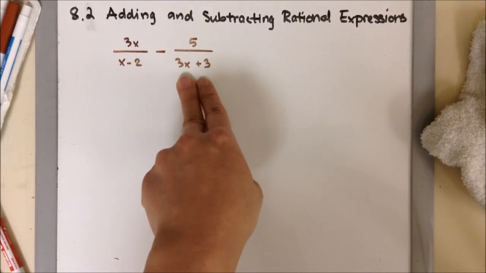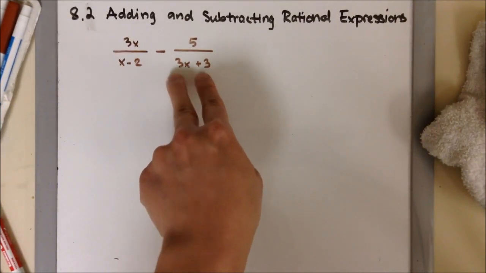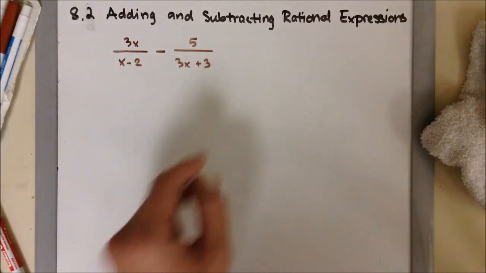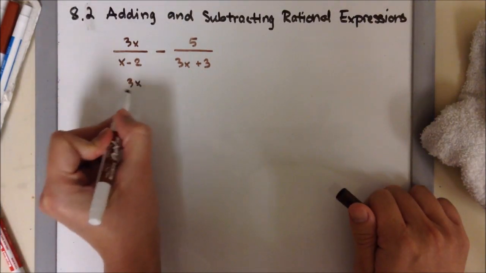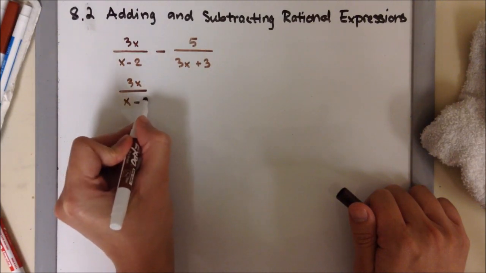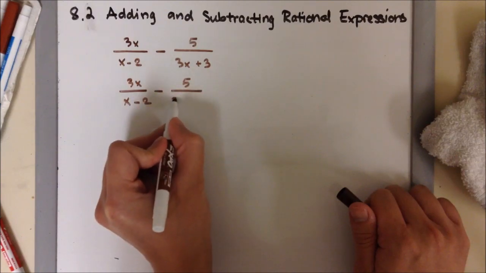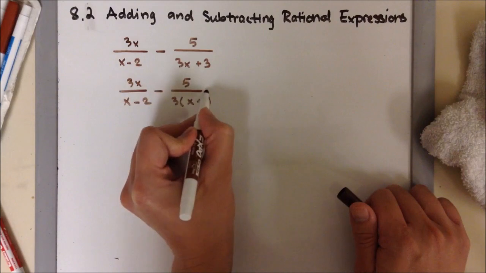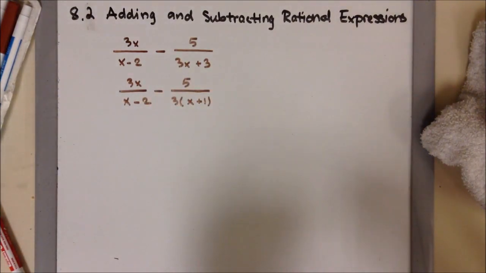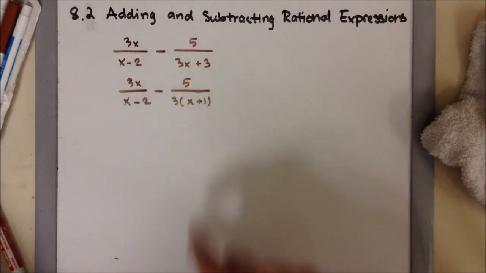Now in the second fraction, we have 3x plus 3. So we have 3 in common with the two terms, so I'm going to have to factor this by GCF. I'm going to rewrite it as 3x over x minus 2 minus 5 over, here we're going to have 3 parentheses x plus 1 close parentheses. So I finished factoring the denominator in the second fraction, which is 3 times x plus 1.